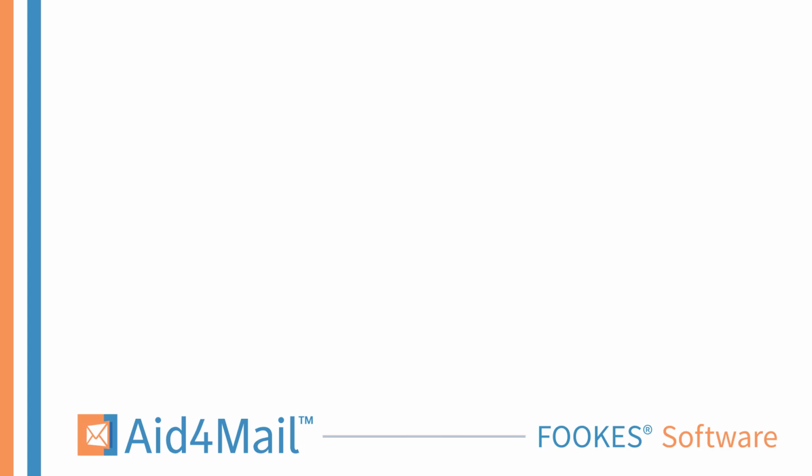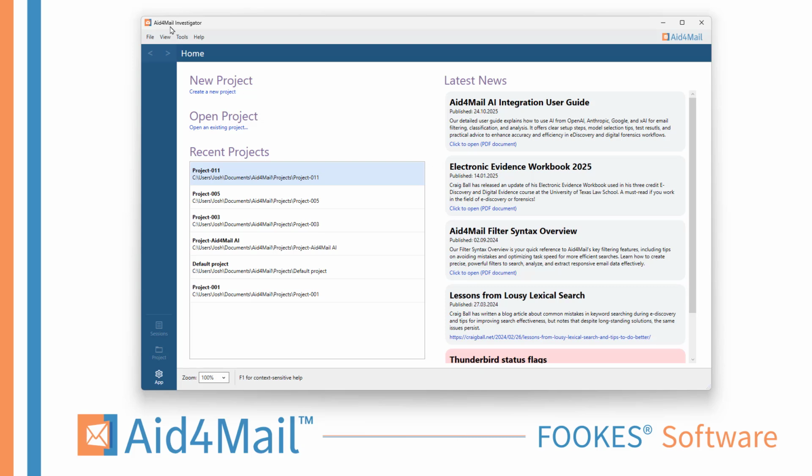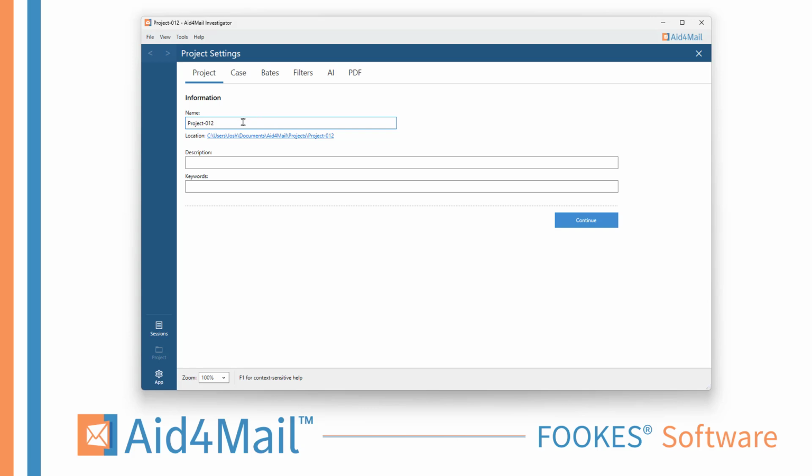Hi, in this demonstration, I will show you how to use Aid4Mail with a large PST file to perform pre-acquisition filtering and AI classification. First, let's open up Aid4Mail, and today we'll be using the Aid4Mail Investigator license. I'm going to first now create a new project, and I will name that project Pre-acquisition and AI Classify.